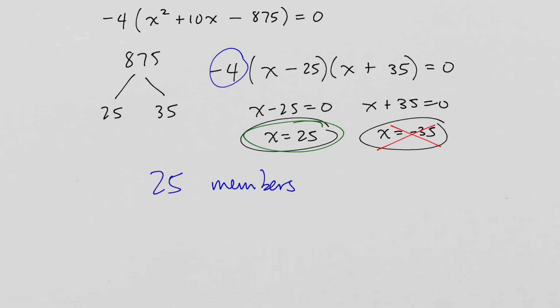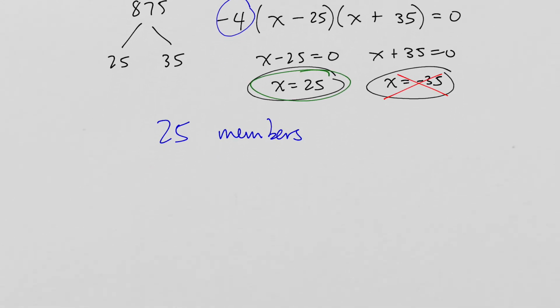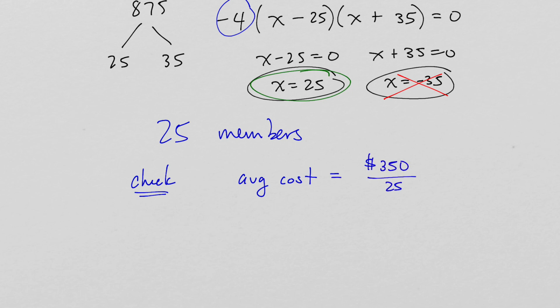Now you can check your work here. Let's check our work. The average cost is equal to the total cost, which is $350, divided by the number of people that go. So the average cost if 25 members go on the bus is 350 divided by 25. And if you do that math, you get $14 per person.